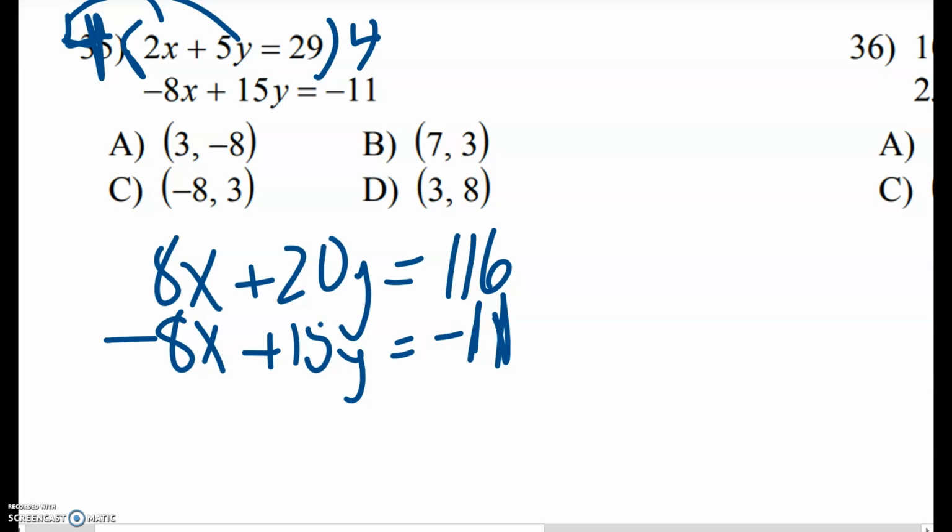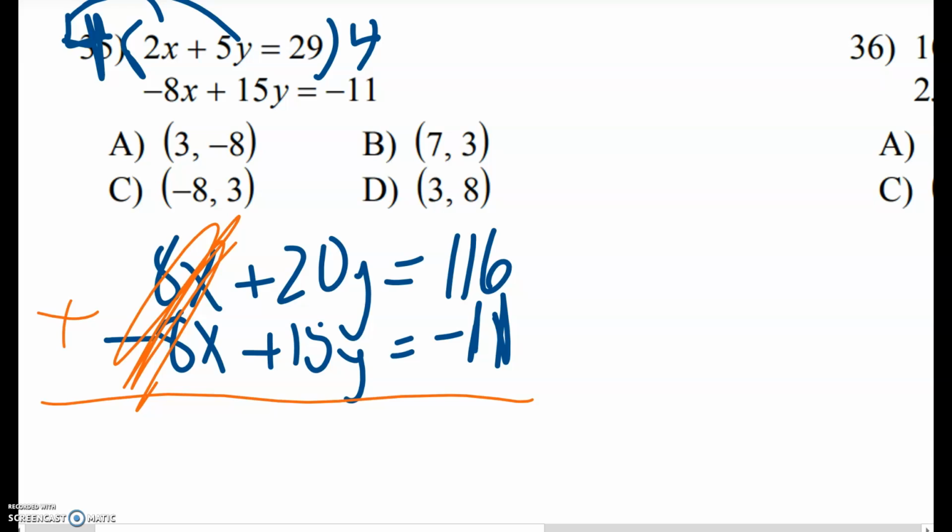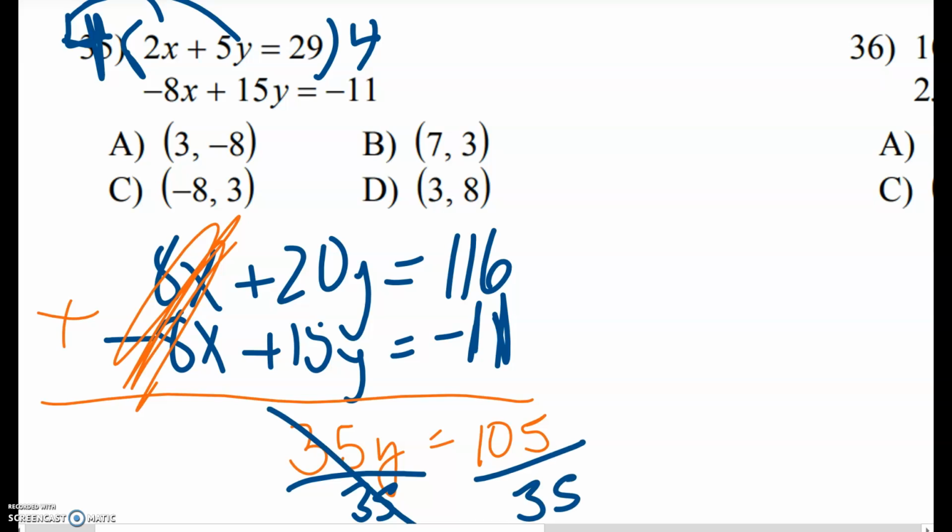So because we now have opposites, we can add these together. Those cross out. 20 and 15 would make 35. And then 116 plus -11 would equal 105. So now to get y by itself, we divide by 35. And 105 divided by 35 is 3. So we know our y value is 3.